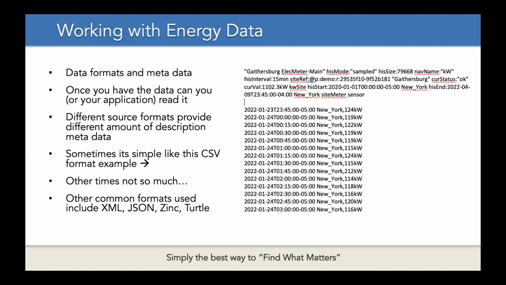Second step, let's think about the different types of data formats, right? What we find in the industry is there's different formats that the source comes in. Sometimes it's a very simple format, like the example here, which is called CSV, comma separated variables, right? That can be read quite easily by software applications. But in other cases, there are many other formats that might not be so human-friendly, and things like XML, JSON, Zinc, Turtle, et cetera. So connecting to get the data is step one. Being able to interpret the formats is step two.